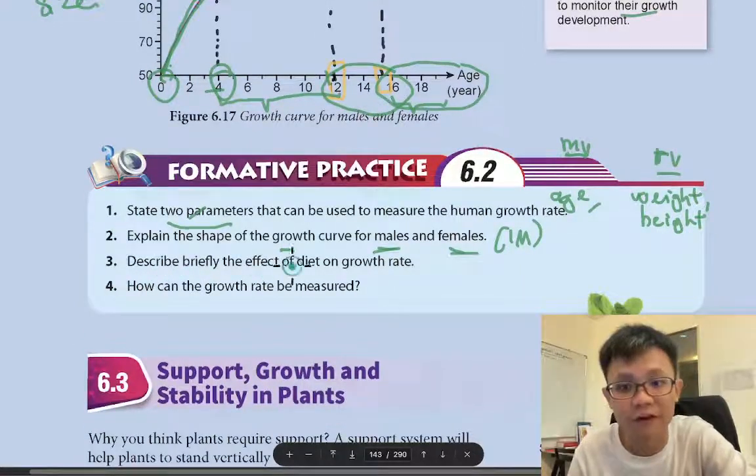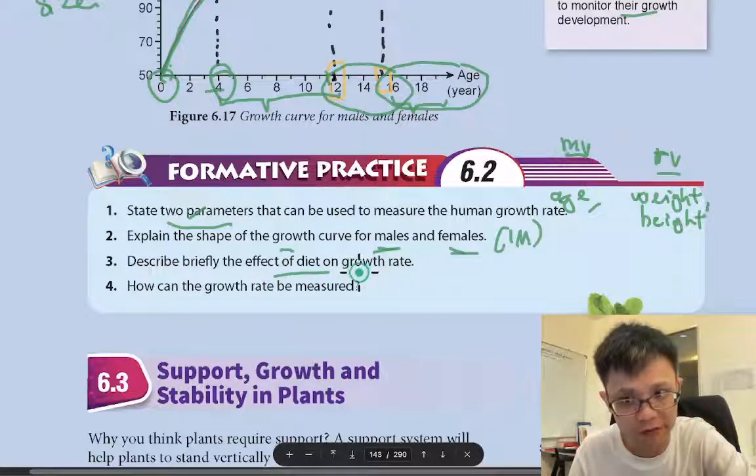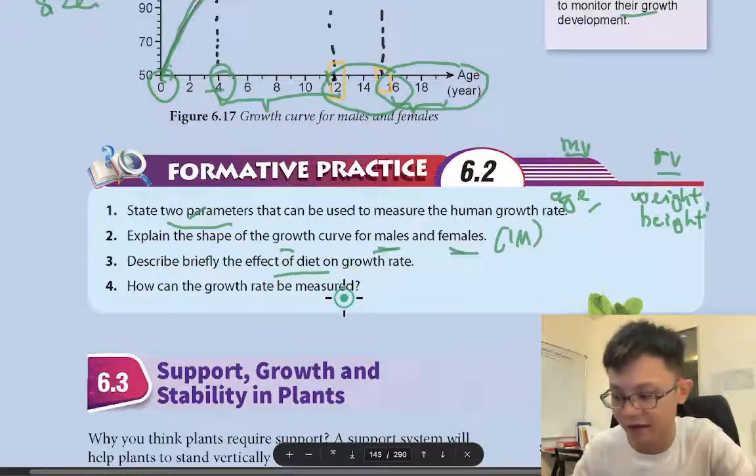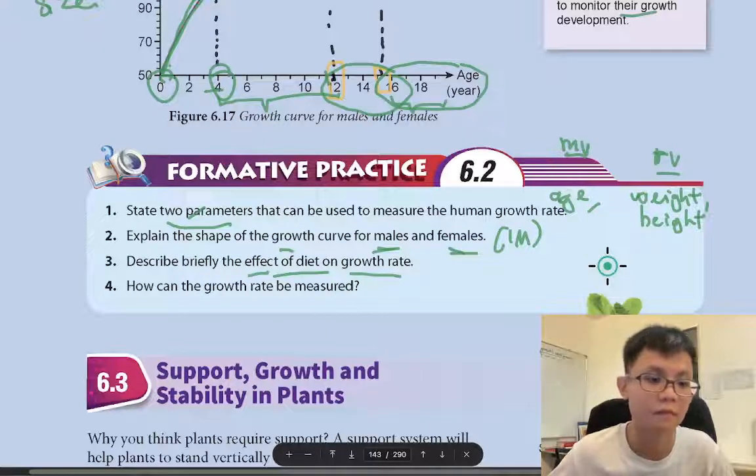Describe briefly the effect of diet in the growth rate. What is the effect of diet in the growth rate of male and female? The height?